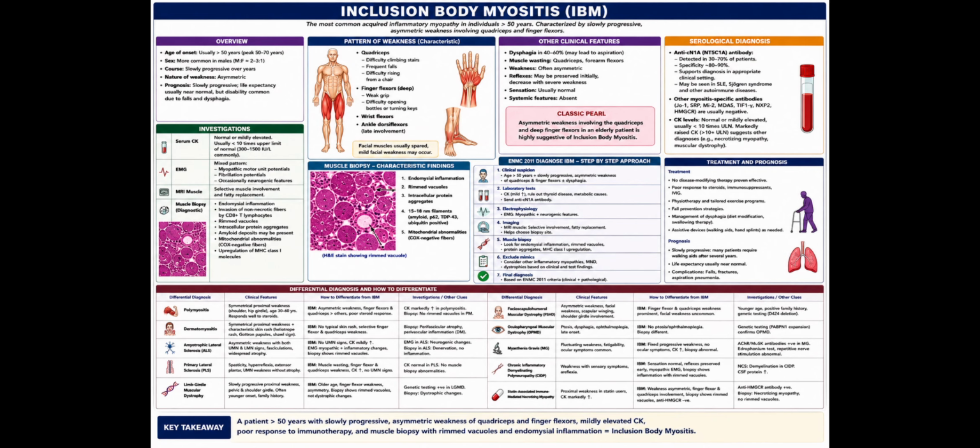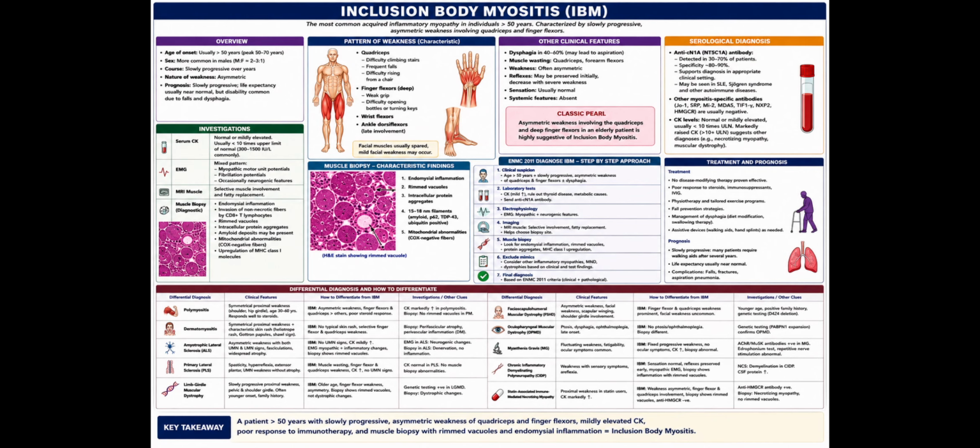Characteristic pattern of weakness. The hallmark of IBM is selective involvement of quadriceps muscles: difficulty climbing stairs, frequent falls, difficulty rising from a chair. Finger flexors: weak grip strength, difficulty opening bottles or turning keys. Wrist flexors and ankle dorsiflexors may also be involved later. Facial muscles are usually spared, although mild facial weakness may occur.